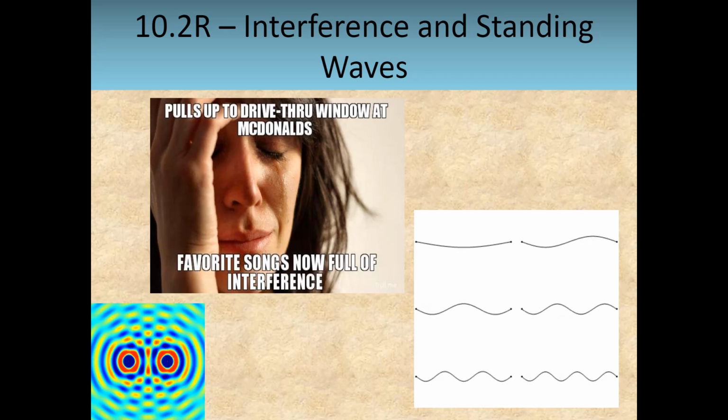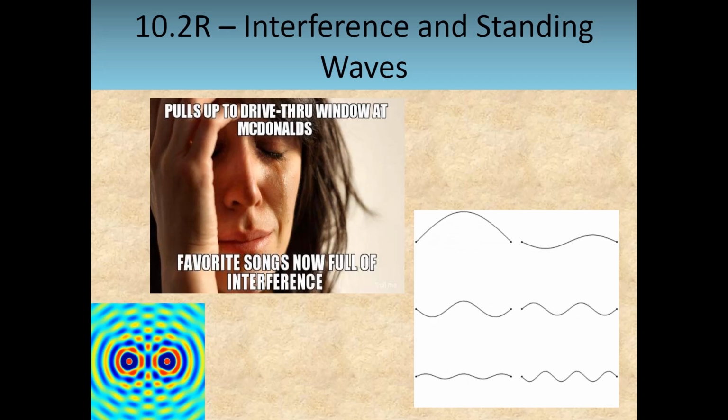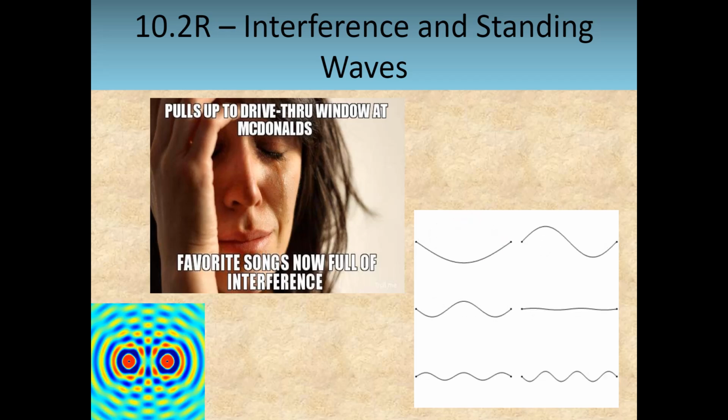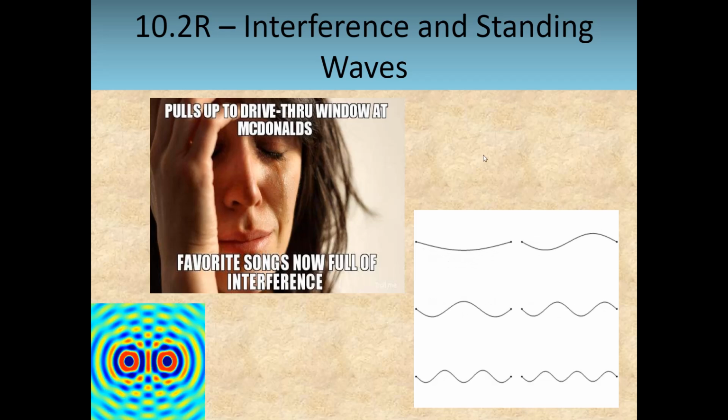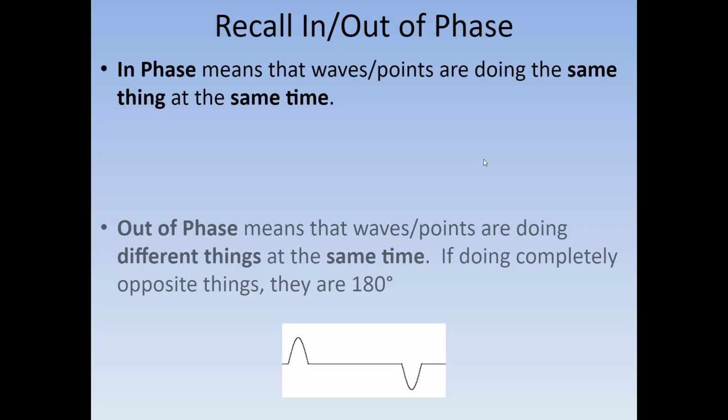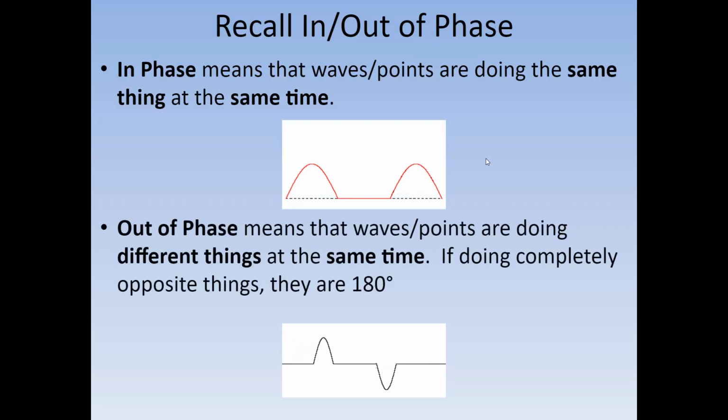Hey everyone, this video is going to be talking about interference and one of the very important applications dealing with standing waves. This is just a recap from before. There are two, we talked about in phase and out of phase as far as points on a wave, but it also refers to the waves themselves. So you can have two waves that are in phase, which, by the same definition as the points, are doing the same thing at the same time.